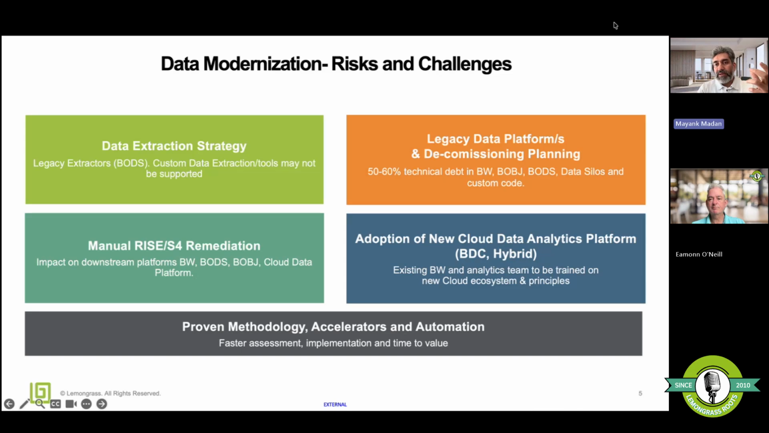So Databricks, Snowflake, and other ecosystem can directly have data exchange without copying data from BDC to Databricks, or Databricks to BDC, for example. So this has become another, from risk and challenges point of view, it's huge effort. Unless you have a proven methodology and acceleration and how you do it, it is a huge risk for the S4 program as well.